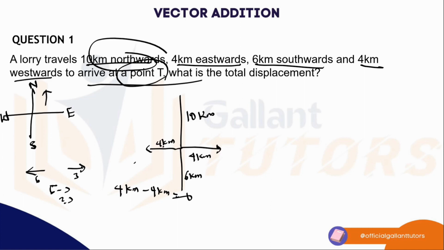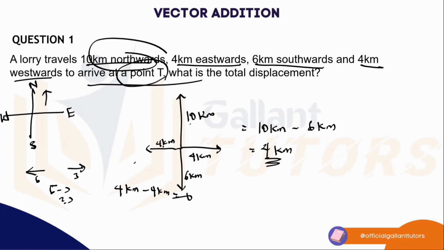So let's focus on the vertical. All right. So we have 10 kilometers. Remember, it's moving in this direction. So we have 10 kilometers here, and we have 6 kilometers here. What are we going to do? The same thing. 10 kilometers minus 6 kilometers, which is what?